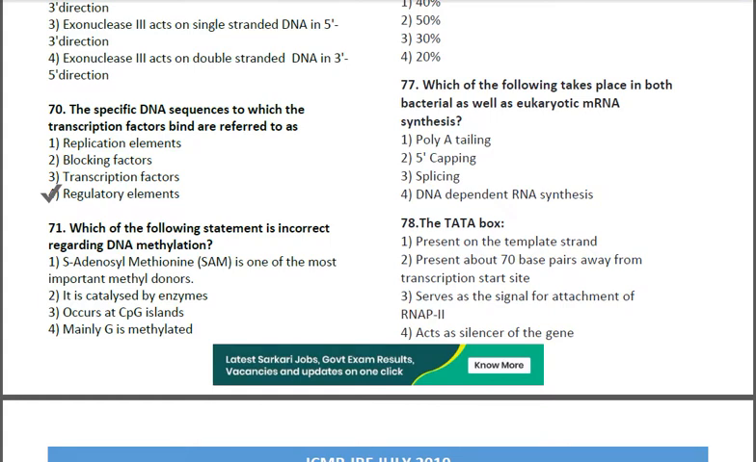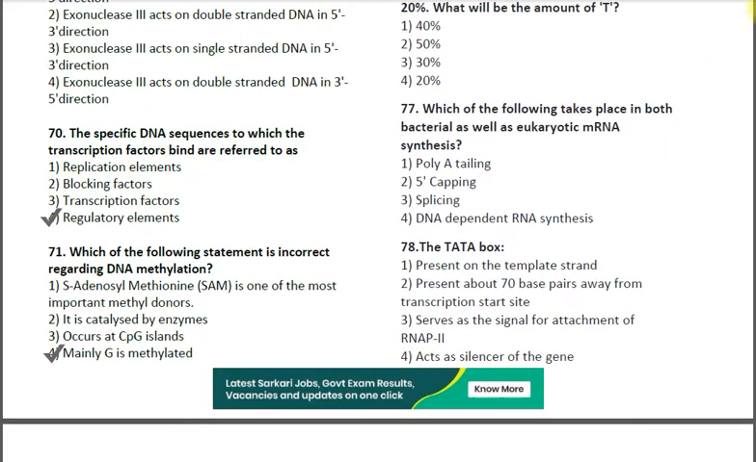So here the option which is correct is the fourth one. It says mainly G is methylated. Actually it is the incorrect statement. In addition to G, C is also methylated. So this is the incorrect statement.